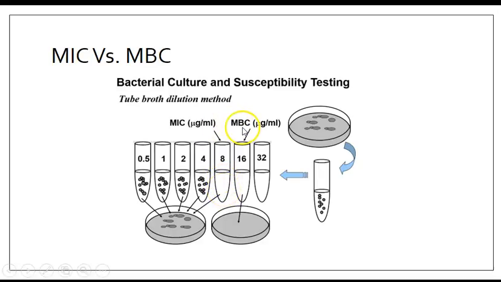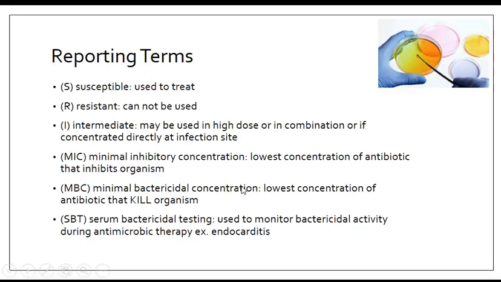How we find out the MBC is we subculture it, and they have subcultured this one and it grew. So there really is actually something growing in there. We subcultured this one to a plate and no organisms grew. So this has killed the organisms for sure. So this is the MBC. This has inhibited the organism. We can't tell that it's in there, but there are some. And this has killed the organisms, and there are not any there at all.